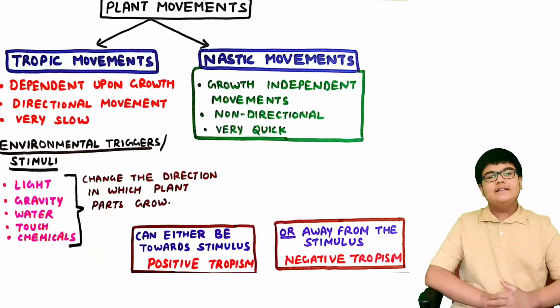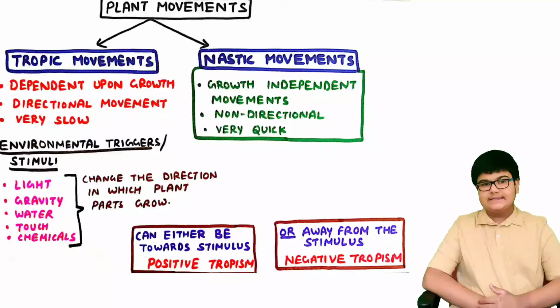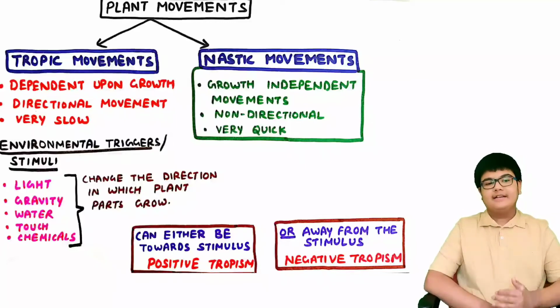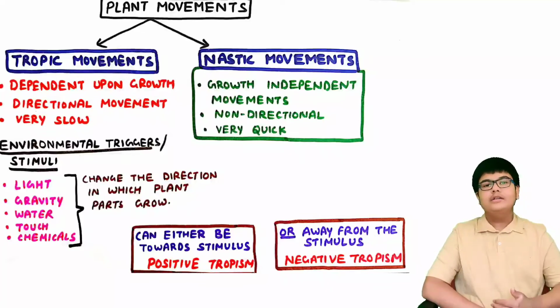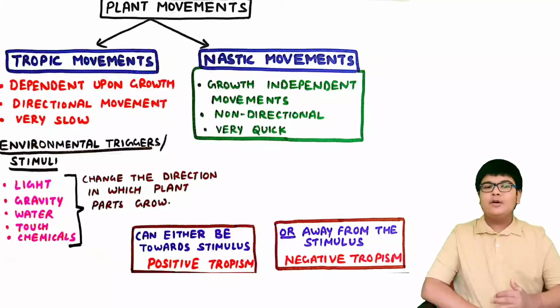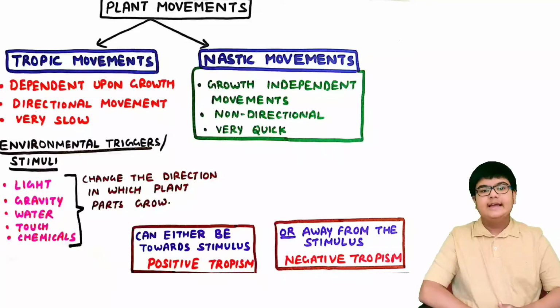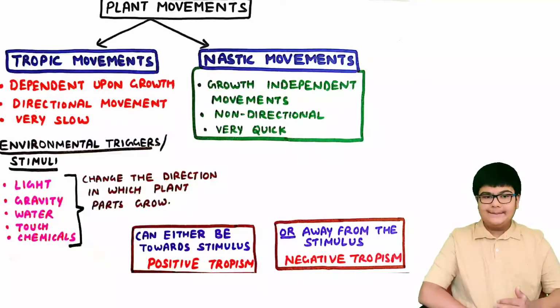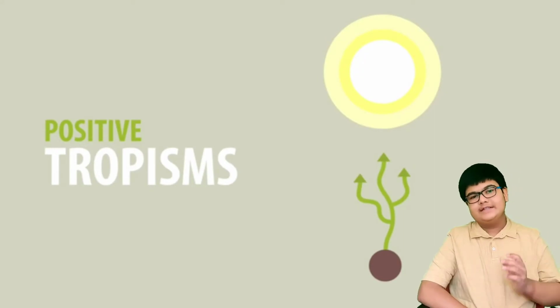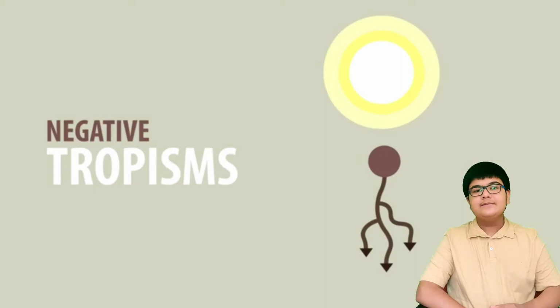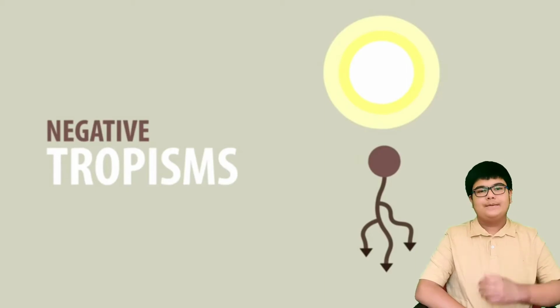So now let us learn more about the tropic movements. Environmental triggers or stimuli such as light, gravity, water, touch and chemicals are responsible for these tropic movements. Tropic movements are of two types. They can either be towards the stimulus, and such a tropic movement is known as positive tropism, or they could be away from the stimulus and such a movement is known as negative tropism.